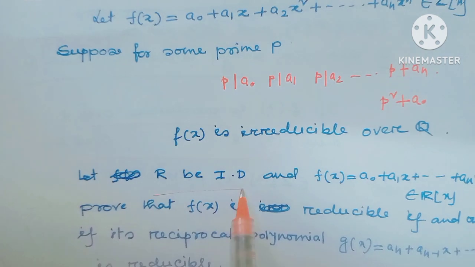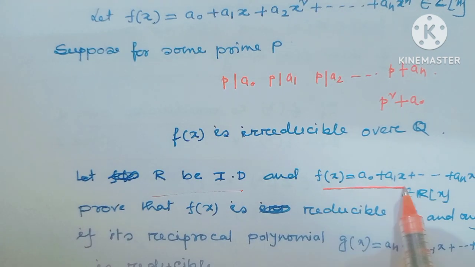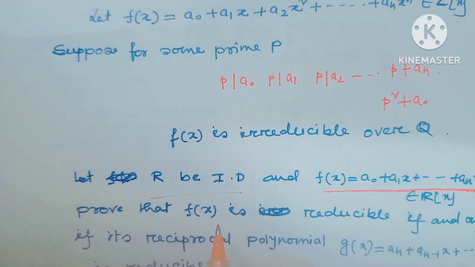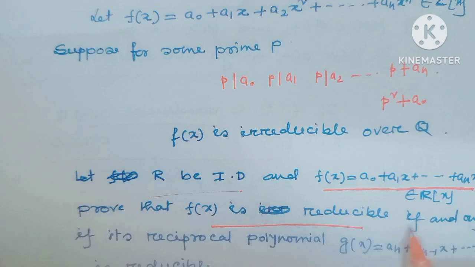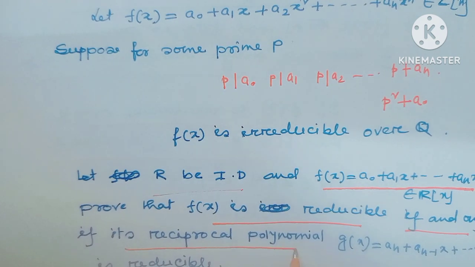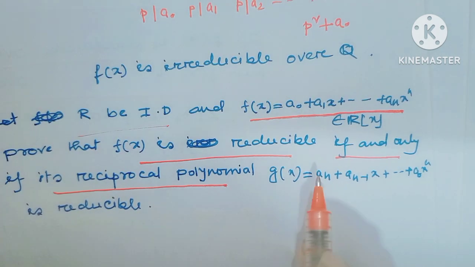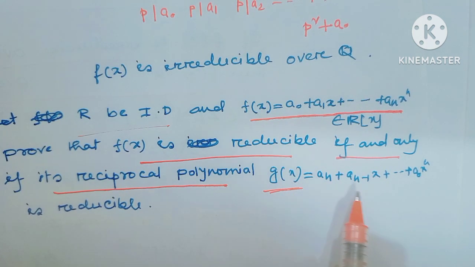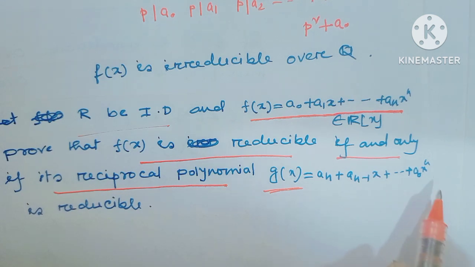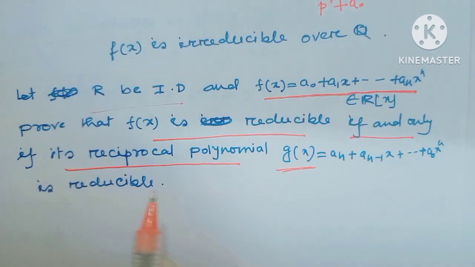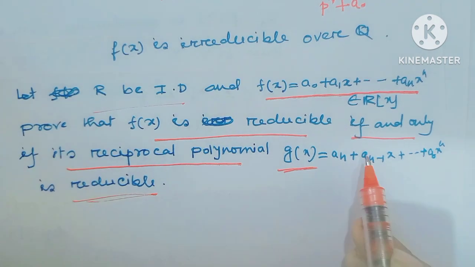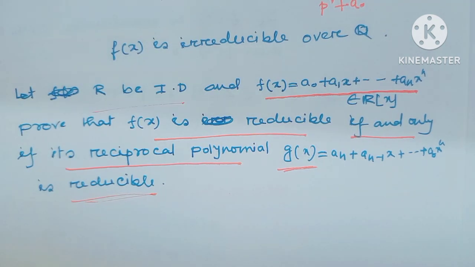Let R be an integral domain and f(x) equal to a0 plus a1x up to an x to the power n. Then f(x) is reducible if and only if its reciprocal polynomial, let's denote it as g(x), is reducible. Its reciprocal of f(x) would be an plus a(n-1)x up to a0 x to the power n. If f(x) is reducible, we can tell its reciprocal polynomial is also reducible, and this is the if and only if condition.